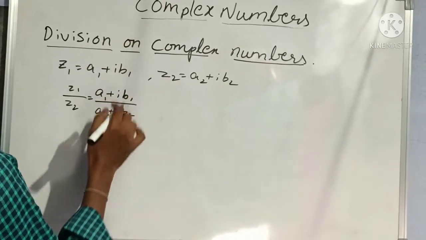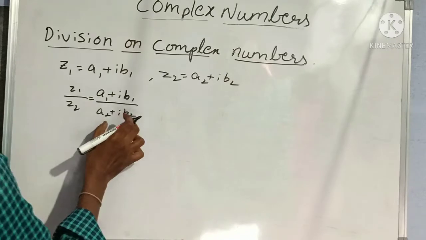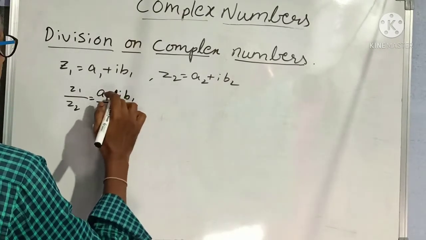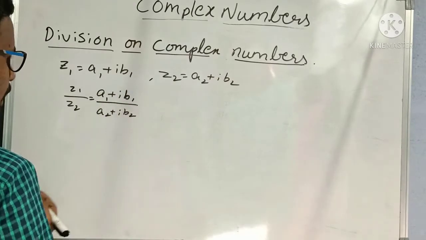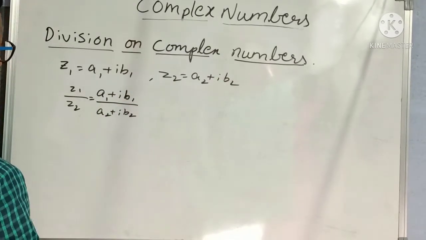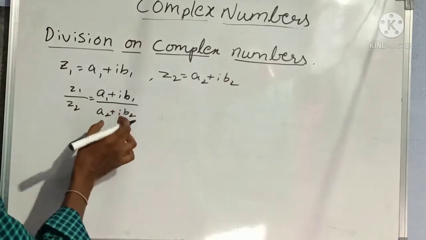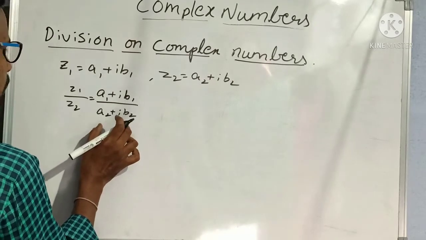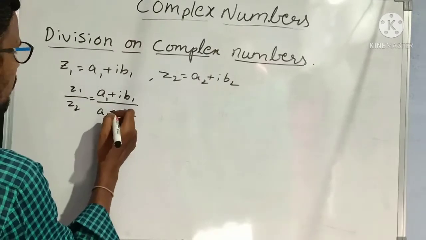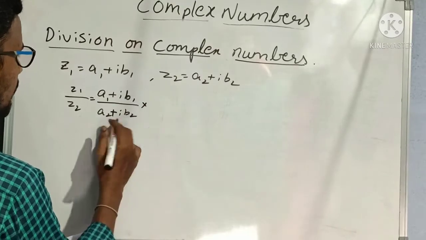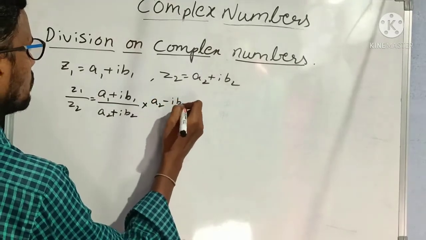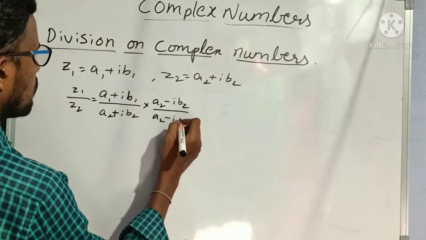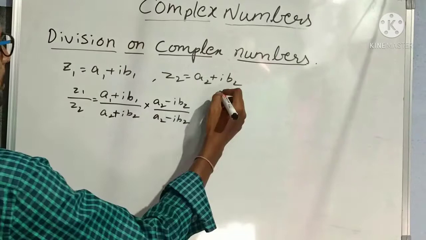But if I divide directly, can I get this again in the form of a complex number? No, I can't divide A1 by A2 and write i into B1 by B2. Can I write like this? No, it is not possible. So for that, what we need to do is take the conjugate of the denominator, that is, the second complex number's conjugate. The conjugate of A2 plus iB2 is nothing but A2 minus iB2. Both numerator and denominator we have to multiply with this conjugate, A2 minus iB2.